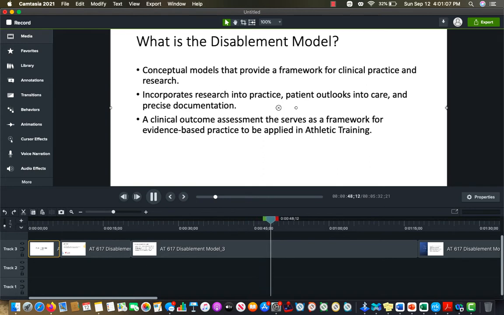Patient outlooks into the care is very important because you need to understand what the illness or injury feels like, looks like on the patient, and how they're experiencing their day-to-day lives and how it's affecting it, and precise documentation so you can record anything and everything that you've done to the patient and what you plan on doing to the patient. It is a clinical outcome assessment that serves as the framework for evidence-based practice to be applied in the athletic training field.